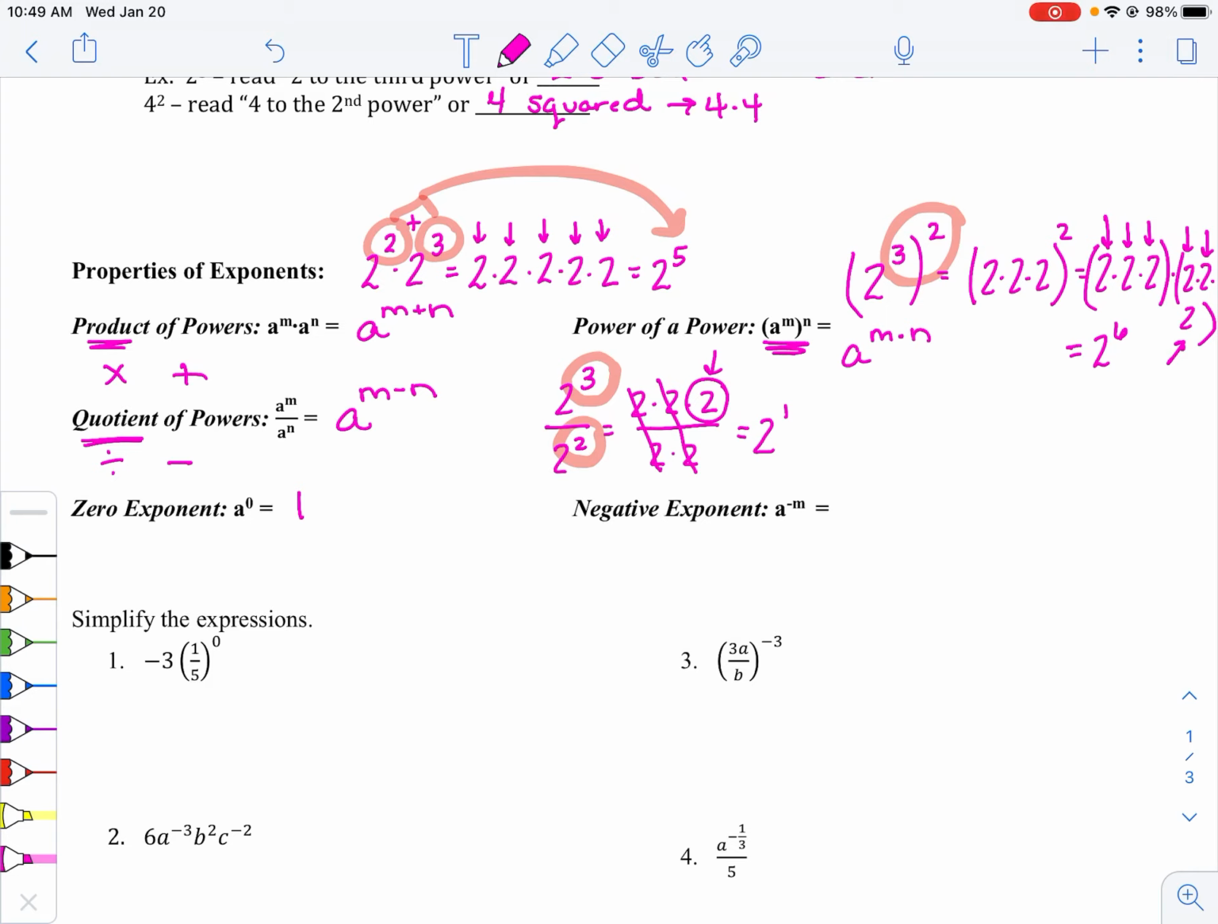And exponents are multiple multiplications, so that is why that is 1. All right, and then finally a negative exponent. I have a to the negative m. This becomes 1 over a to the positive m. It's like an inverse operation almost.